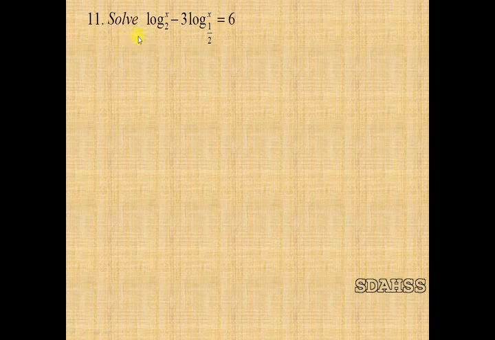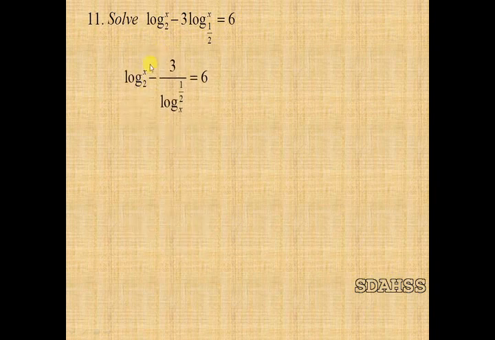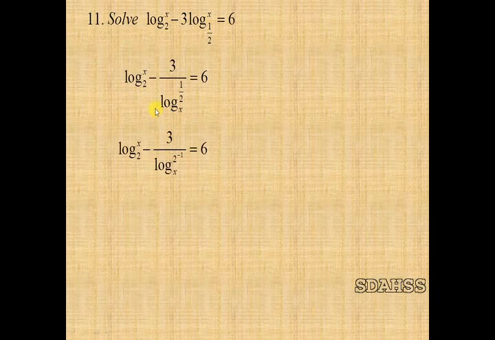11th sum, solve. Log x base 2 minus 3 log x base 1 by 2 is equal to 6. You have to take reciprocal. So we can write 1 by log 1 by 2 base x is equal to 6. This becomes log x base 2 minus 3 by log of 1 by 2. We can write 2 power minus 1 base x is equal to 6.